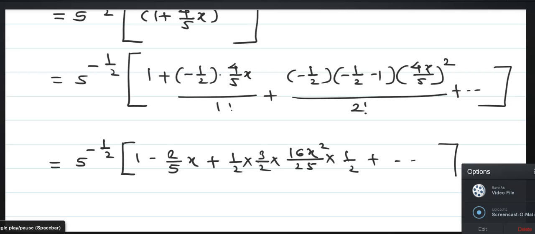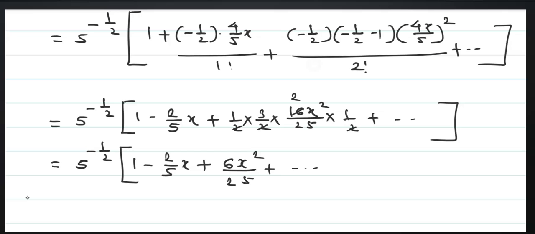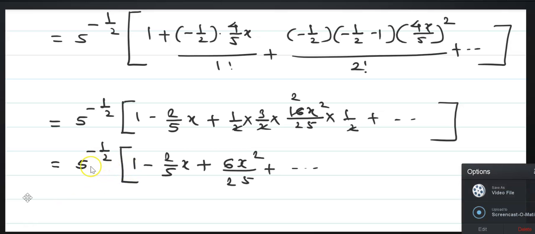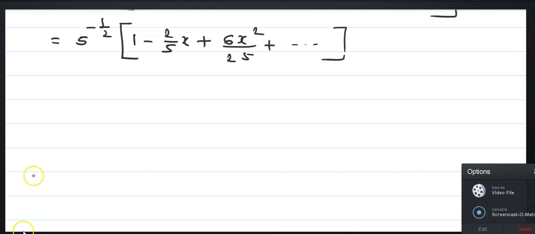Now next simplification. 5 raised to minus 1 upon 2, 1 minus 2x upon 5. Now see this here. That is 5 raised to minus 1 upon 2, (1 minus 2x upon 5 plus 6x square upon 25 plus and so on). Now you can also see this. This is the final answer.